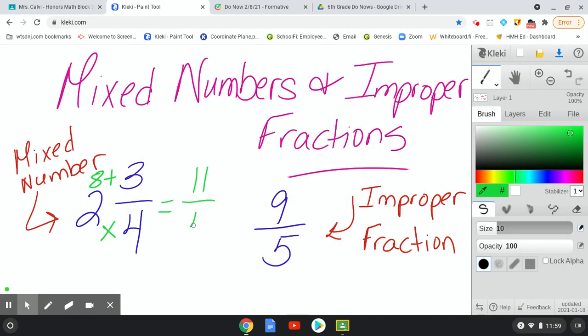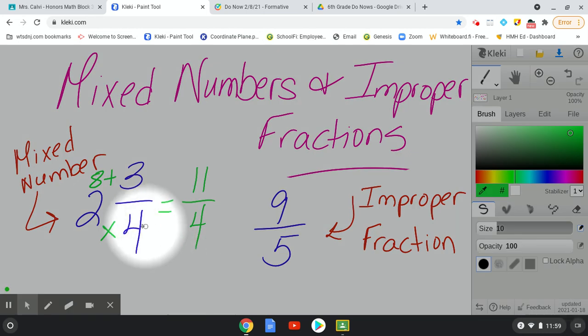And then I'm going to keep it over my denominator. My denominator stays the same. So denominator multiplied by your whole number, and then you add in your numerator. That will be your new numerator number, and then your denominator stays the same.